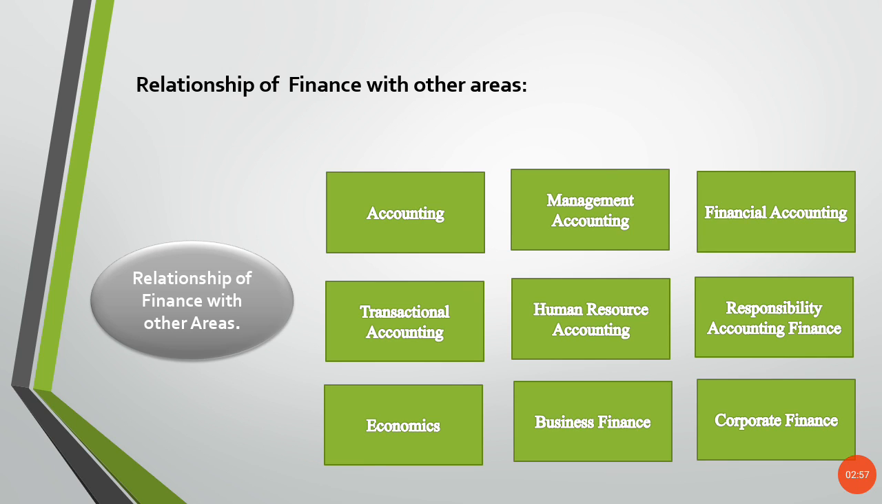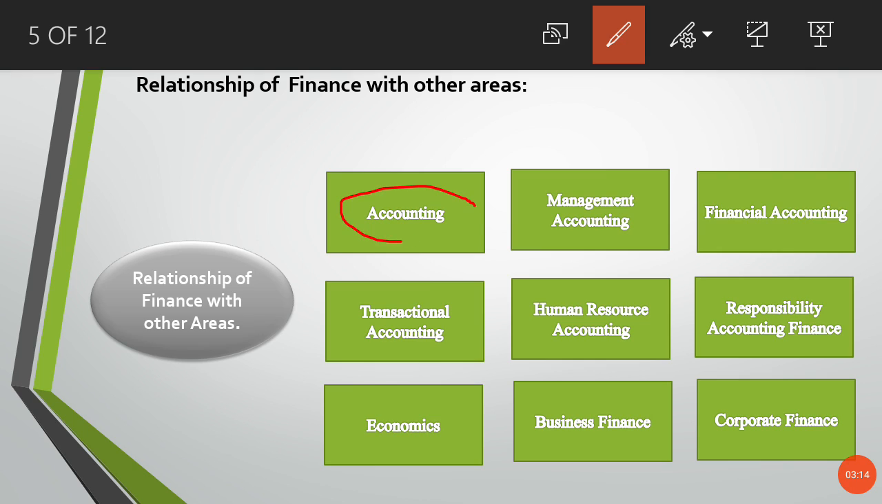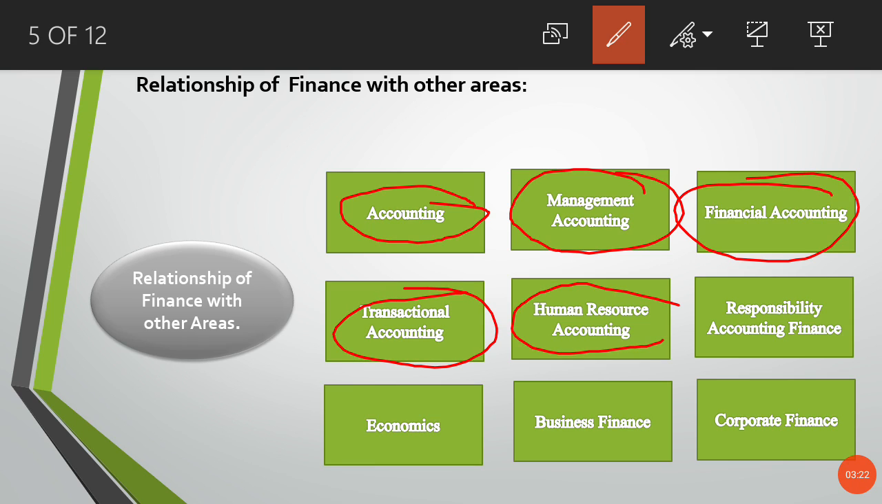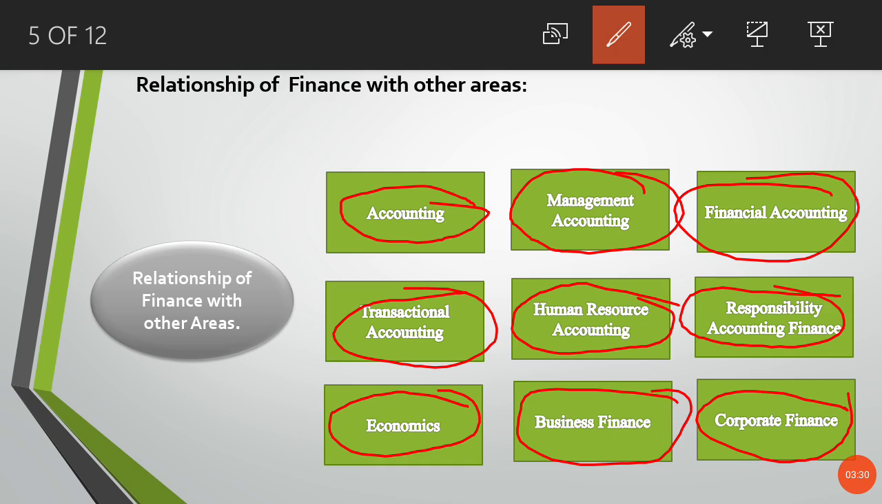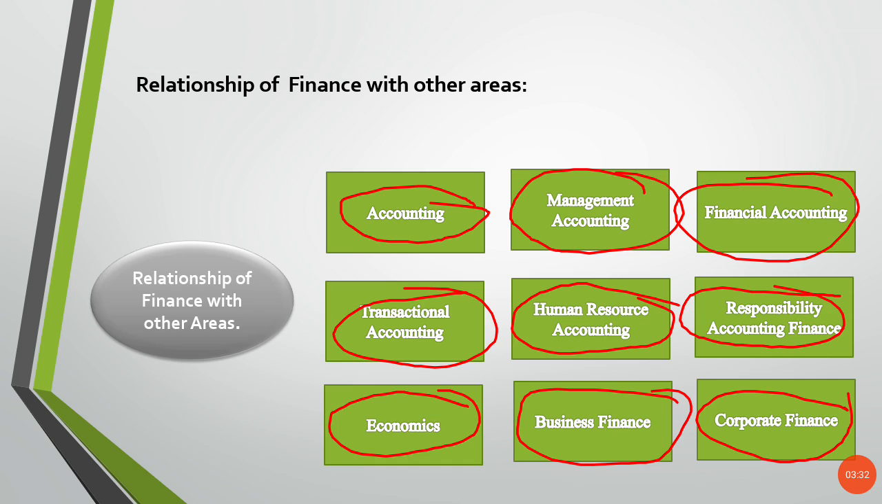After learning the concept of finance and financial management, we will learn different areas related to financial management. Finance is related to other specialized areas of disciplines. Those areas are: accounting, management accounting, financial accounting, transactional accounting, human resource accounting, responsibility accounting, economics, business finance, and corporate finance. This is the relation of finance with other areas.